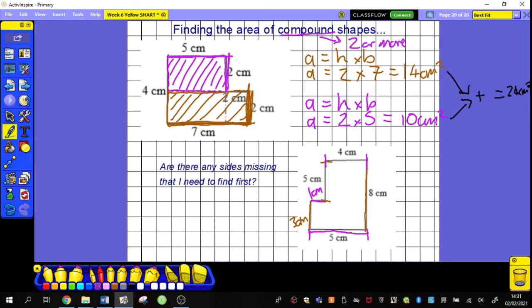So once I have all of my sides, I might not use all of my sides, but I can then calculate the area of one part. So the height is 3, base is 5, that will be 15 centimeters squared.